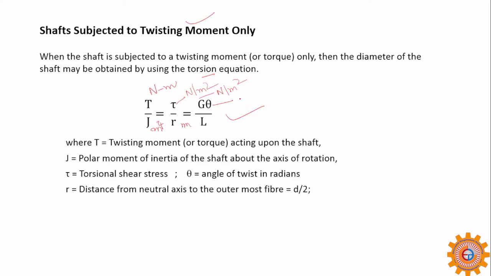So pi radians is equal to 180 degrees that you have to take. If the angular twist is 1 degree, how much is this? For 180 it is pi, for 1 degree it comes to pi by 180. You have to convert.